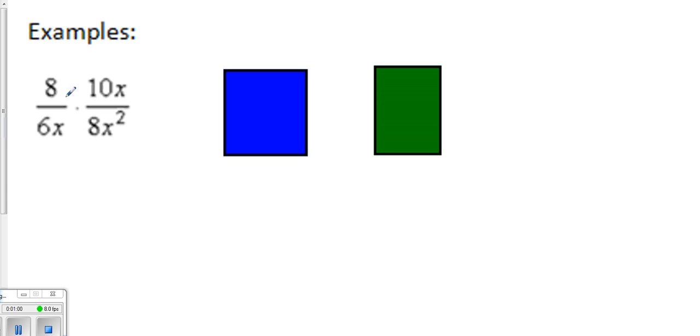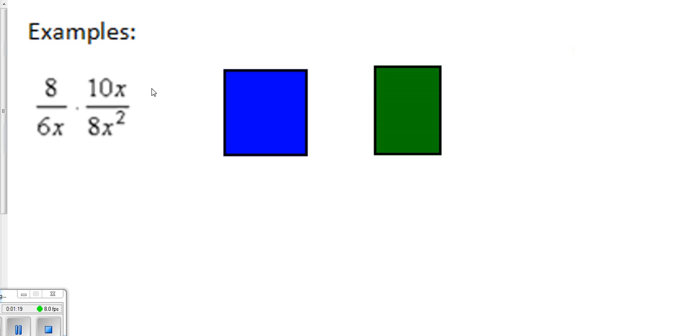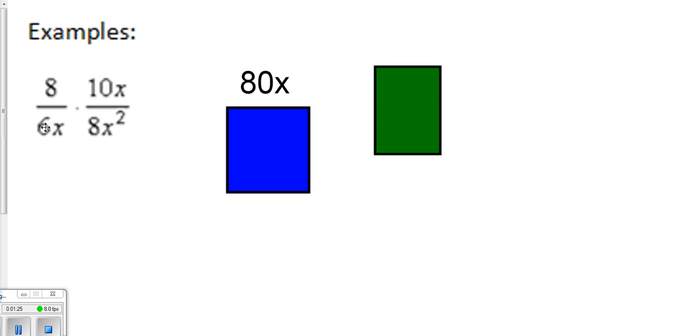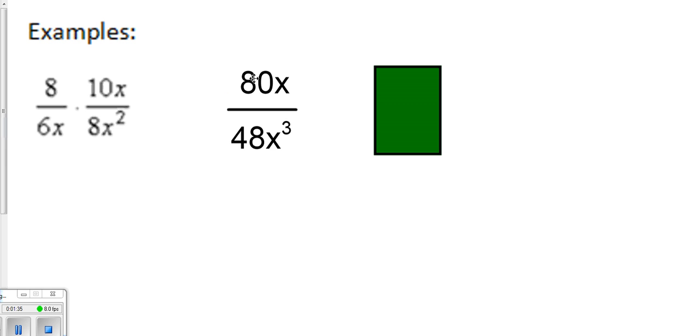Our first example, we've got 8 over 6x times 10x over 8x squared. Our steps here said just do numerator times numerator, denominator times denominator, then simplify and cancel. This is how that would look. Numerator times numerator, 8 times 10x becomes 80x. Denominator times denominator, 6x times 8x squared. 6 and 8 makes 48. X and x squared makes x cubed. So this would be after we just multiply numerators and denominators.